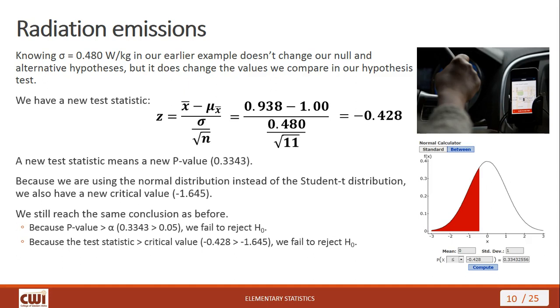Alternatively, we have a test statistic that is outside the rejection region that's bounded by the critical value, and so therefore we're going to fail to reject H0.